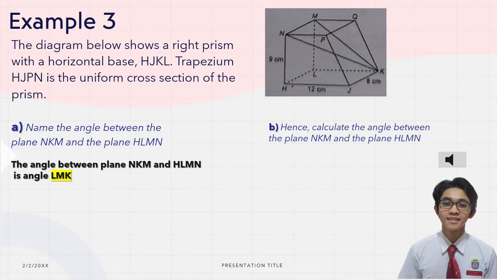To answer this question, we need to use the tangent formula, which is to find opposite divided by adjacent. Based on the diagram, we can conclude that it is going to be 12 divided by 9, and the answer is going to be 53.13 degrees.